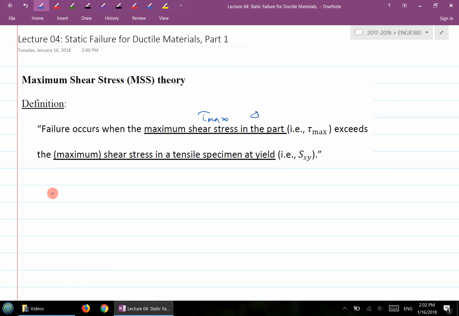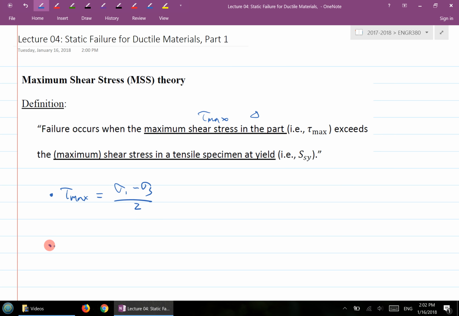So number one, this tau max is always 1/2 times (sigma 1 minus sigma 3). Even if you have a planar state of stress, we'll always put it in 3D. Whenever you put it in 3D, you will have three principal normal stresses: sigma 1, sigma 2, sigma 3. Sigma 1 is always the biggest one, and sigma 3 is always the smallest value. The tau max is the maximum shear stress, which is 1/2 (sigma 1 minus sigma 3).